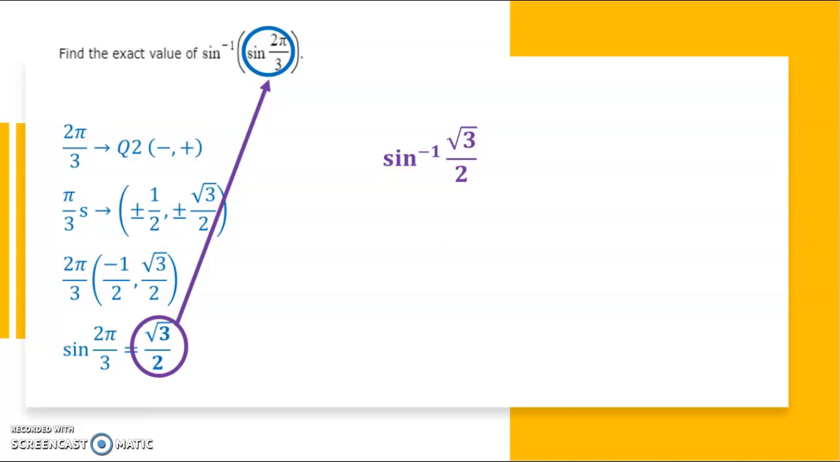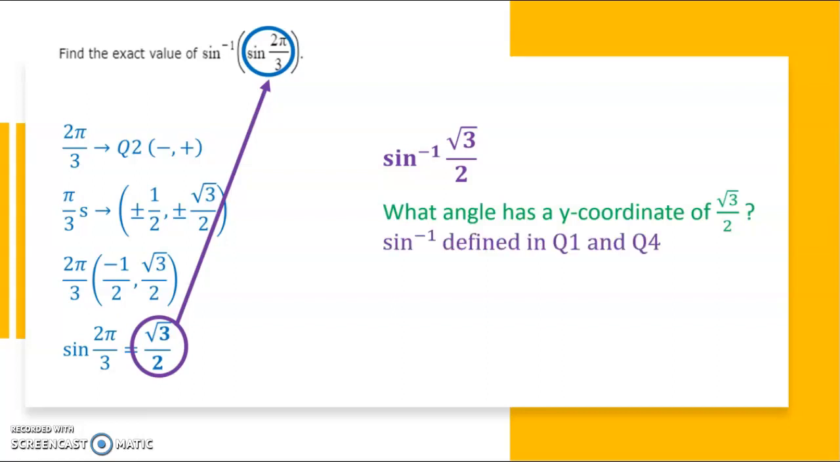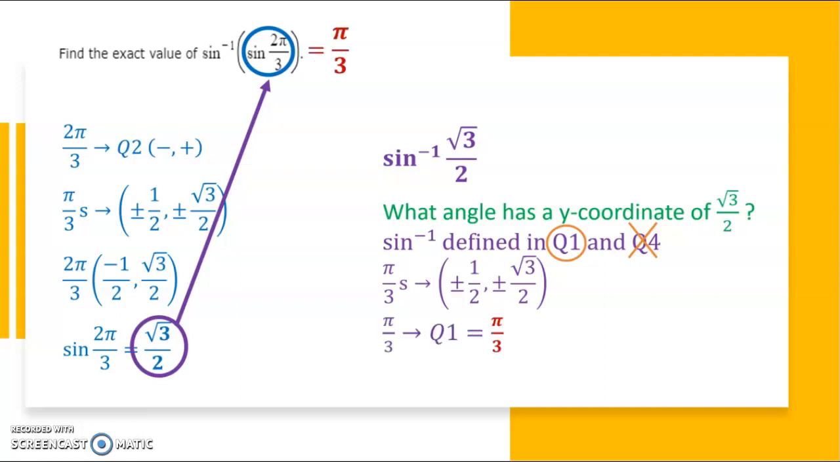So our new problem is the inverse sine of root 3 over 2. That asks what angle has a y coordinate of root 3 over 2. Inverse sine is defined in quadrant 1 and 4. Since we're looking at a positive value, we must be in quadrant 1. Our family of over 3's has the y coordinate of root 3 over 2, and our angle in quadrant 1 is pi over 3. Let's look at another one.